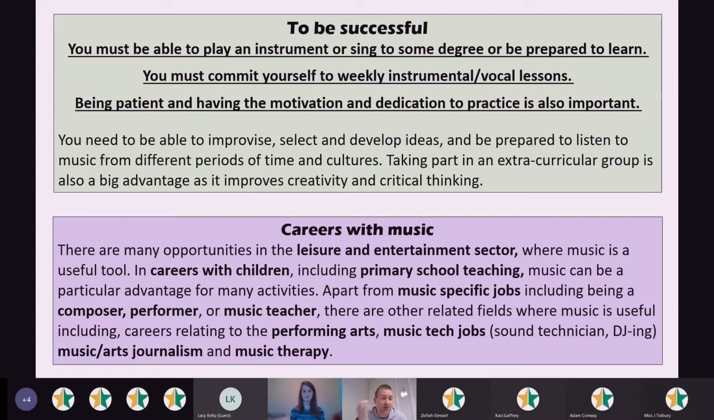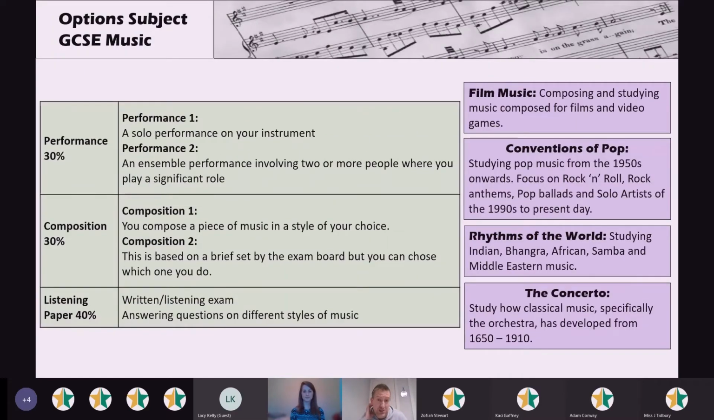There is also a listening component, which is just one exam, in the summer of year 11, and that's based on a range of different musical styles, from film music, pop music, rhythms of the world, and the concerto. A couple of things about just being successful and the things that you need to do to succeed in the course.